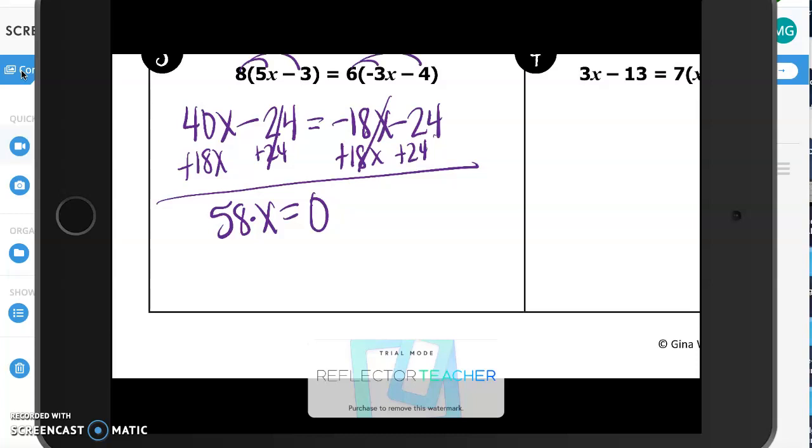The only thing you can multiply by something and get 0 is 0. So your answer for this is x equals 0. 0 is a number, so you can get that as an answer. If you actually show what you're doing here and you divide by 58, 0 divided by 58 is still 0. So x equals 0 is your answer.